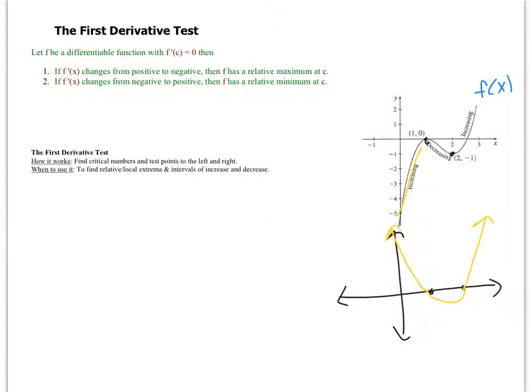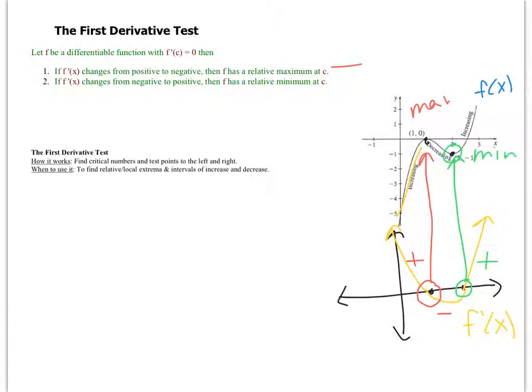So my first derivative test tells me, if I'm looking at this and my derivative, so down here this graph is f prime of x, if my derivative is switching from a positive to a negative, this point corresponding to this gave me a max. That's what this first one tells me. The second one says if it's changing from a negative down here to a positive, I'm getting a minimum. And that's what this one is telling me. So it's working for us.